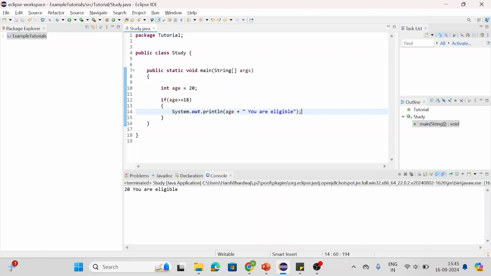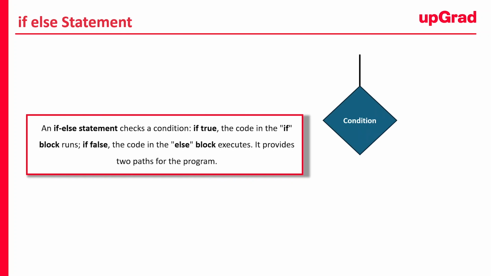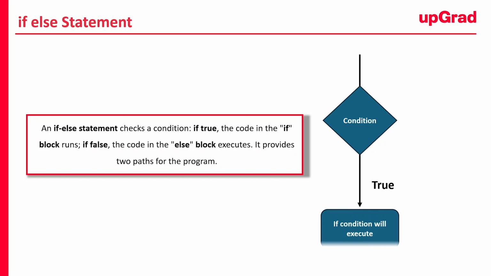So this is basically a one-way thing, as we already discussed. If the condition is met, then only it will execute, otherwise it will not. Simple as that. Now let's understand the other part, which is the if-else statement. An if-else statement works like a decision with two possible outcomes. It first checks if a condition is true, and if it is, the code inside the if block runs.